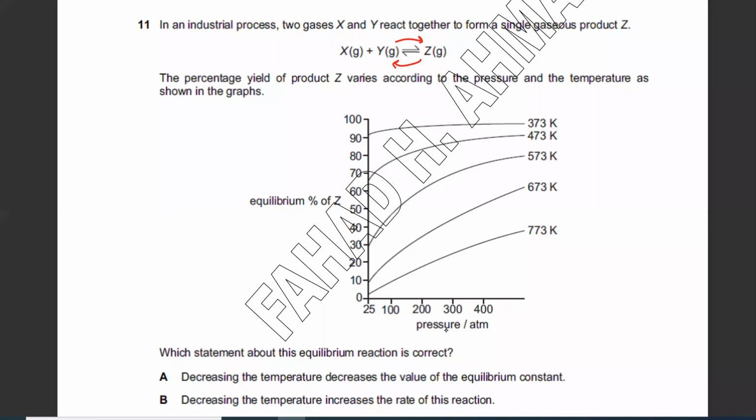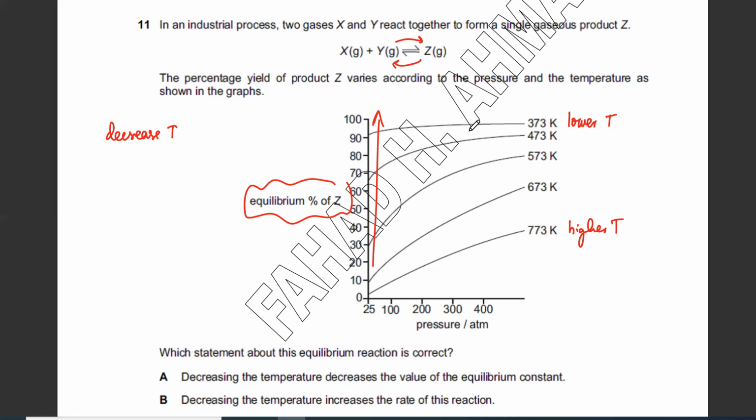But first thing, can you guess from the graph, is the forward endo or is the backward endo? On this axis, you have the amount of Z. So what's happening to the amount of Z? This is a lower temperature, and this graph is for one that has a higher temperature. So what happens to the amount of Z if you decrease temperature?